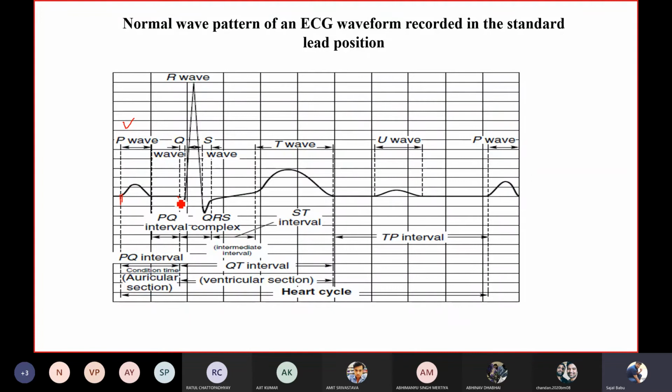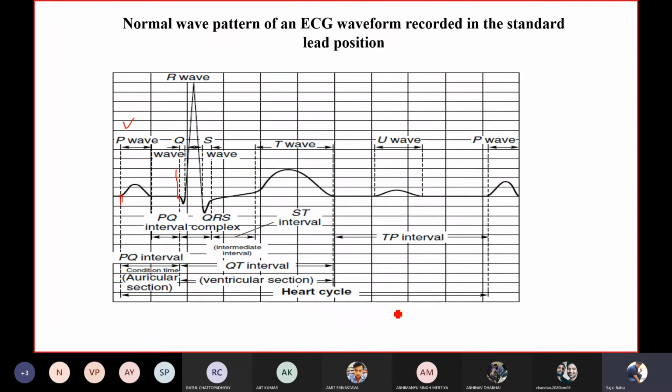So starting from this P wave up to Q wave or R wave, this is the Q and this is the R. This spike is known as R, and this depression is known as Q, and this particular depression in the wave is known as S. So starting from the P up to Q or R, the time taken.